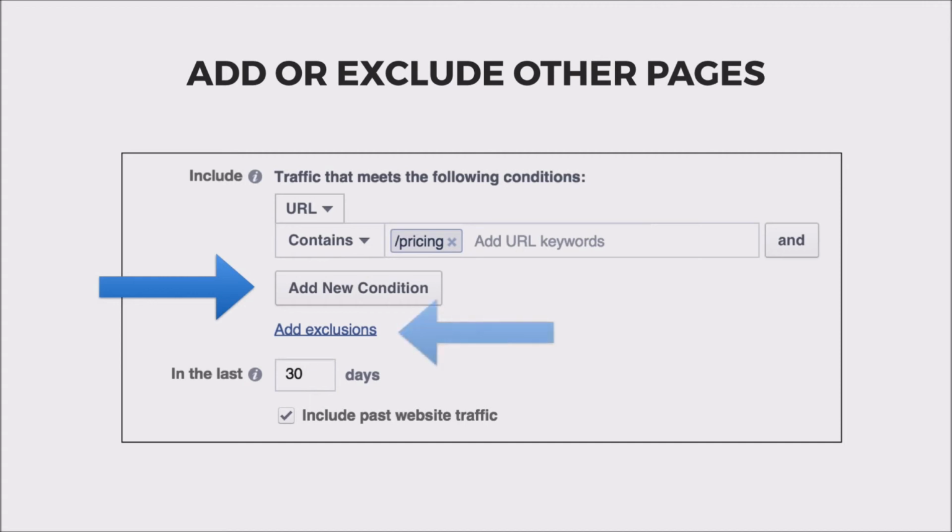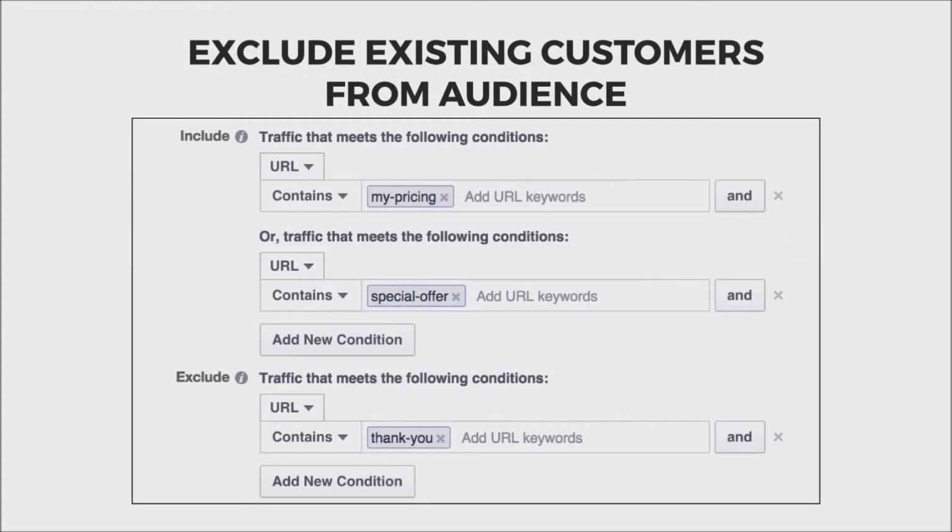Then, and here's the important step, click Add Exclusions to ignore people who have actually purchased your product and reached your thank you page. This makes it so you can advertise your product to interested people but not waste your ad budget on existing customers. For my example, if someone visits the My Pricing page and also visits the Special Offer page but has not purchased yet, they will be added to my really interested traffic audience.